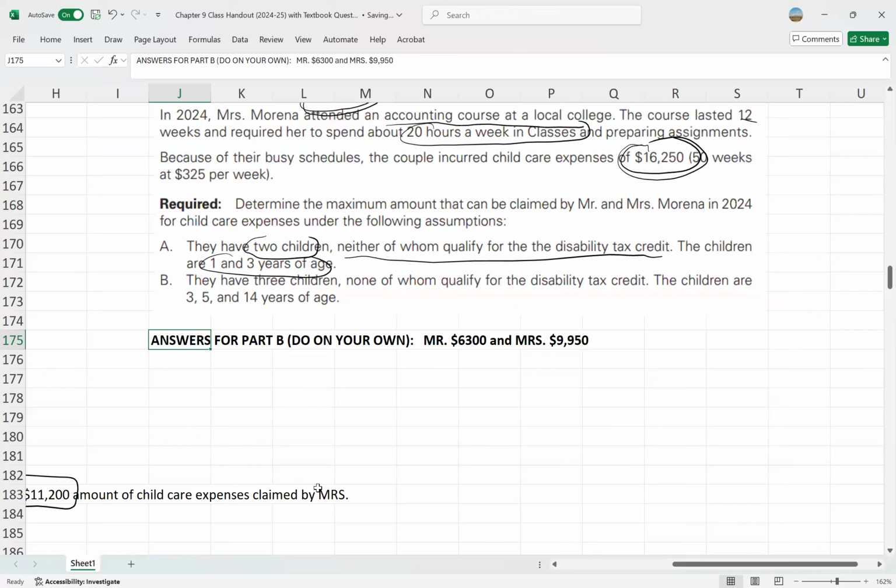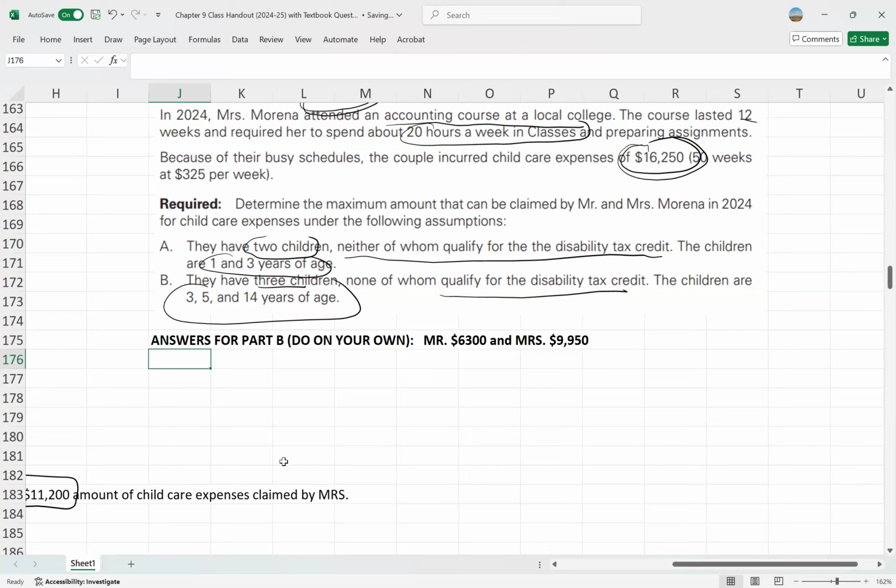The only difference is in part B, they have 3 children and none of them qualify for the disability tax credit, but their ages are different, 3, 5, and 14. So for part B, Mr. Morena can claim 6,300. Mrs. Morena can claim 9,950, and working on your own, you should get these answers for part B.